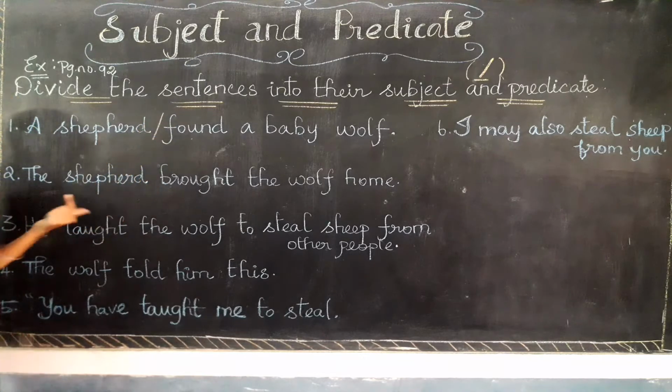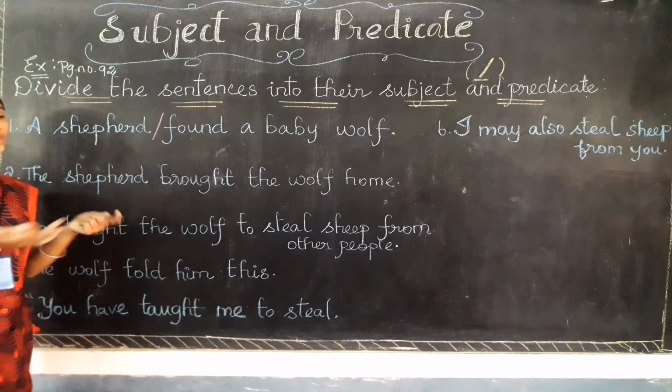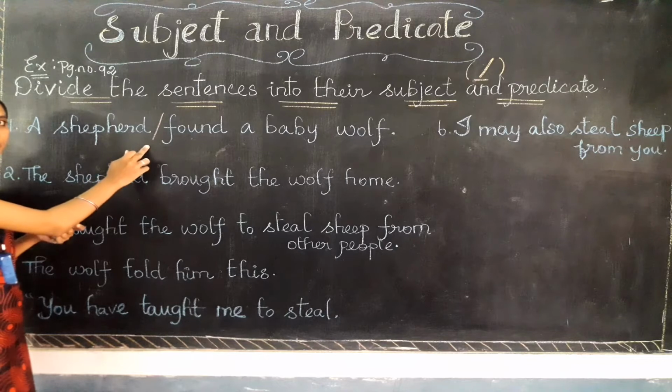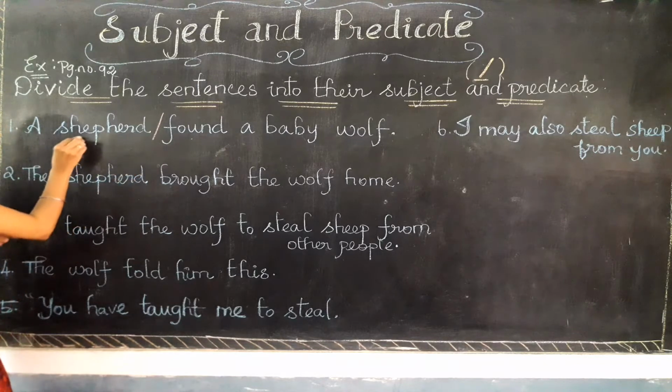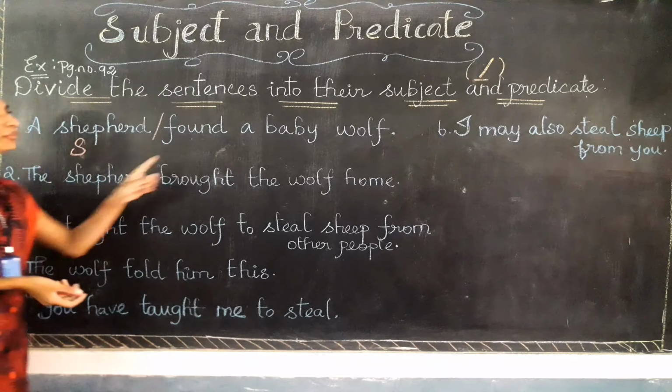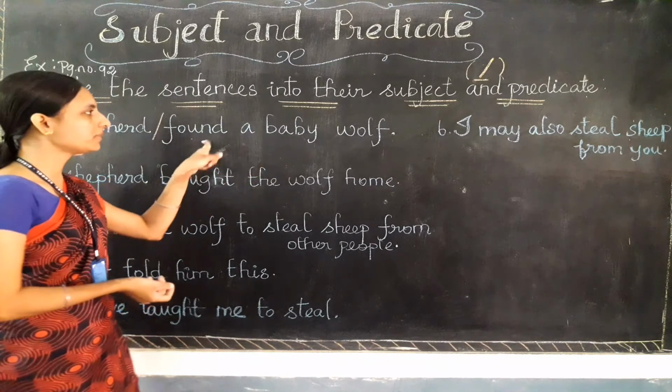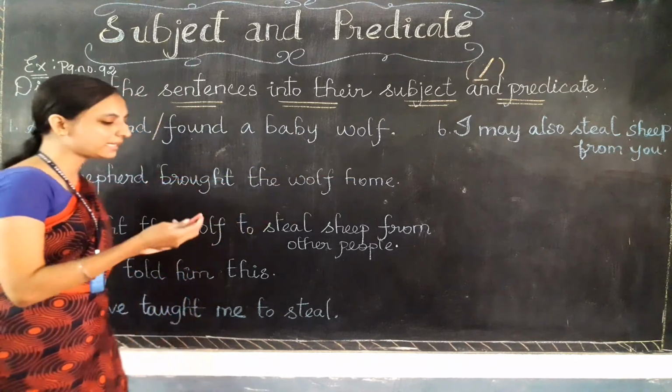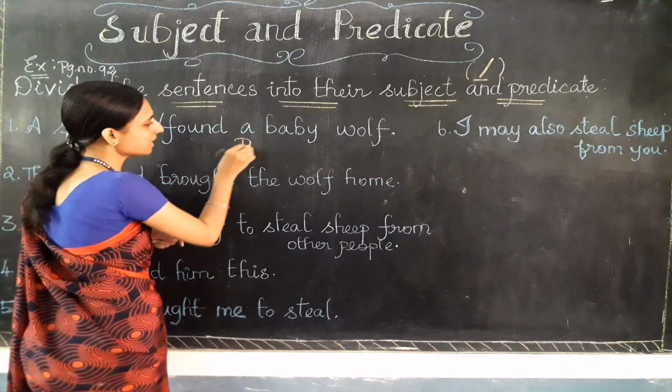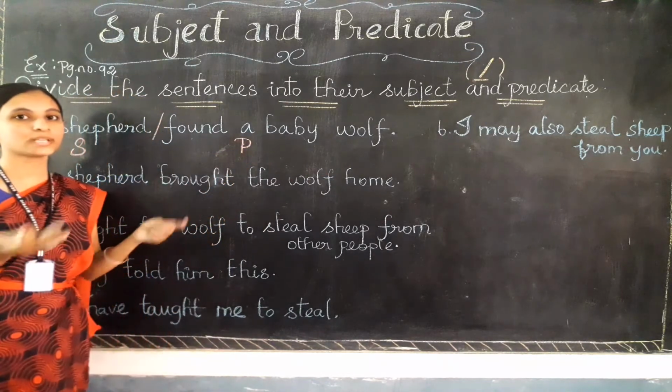I am going to divide this sentence into two with the usage of this slash. So a shepherd refers to the subject. I am going to write S. And found a baby wolf, from this to that will be the predicate. It is telling us about the action, what has happened.